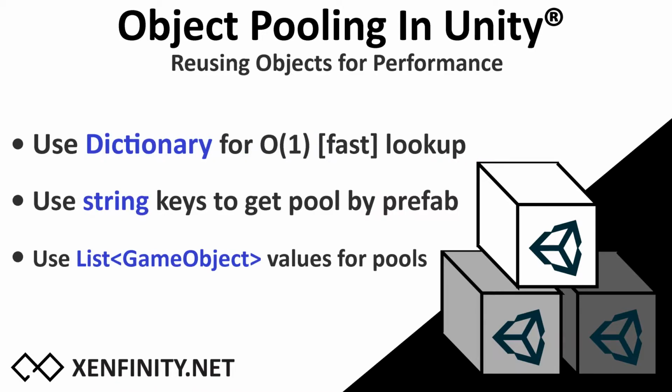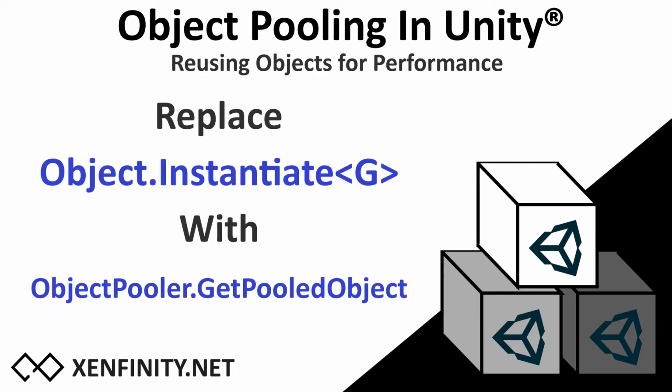Now in this implementation, we'll use a dictionary for constant time complexity lookup or fast lookup of our pools. We'll be using strings as keys to get a pool by the path of a prefab, and the values of our dictionary will be lists of game objects that represent our pools. Now the beauty of this system is how easy it is to use. You can drop it in a project and change Object.Instantiate calls, which are default Unity object creation calls, into our own one-liner, which will be ObjectPooler.GetPooledObject. Then we can just disable the object rather than destroy it when we're done using it.